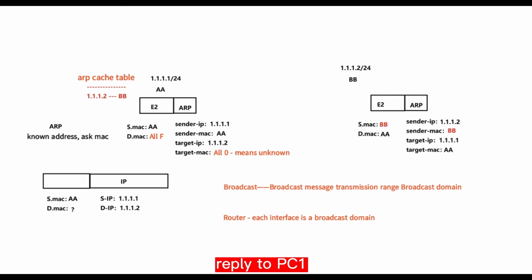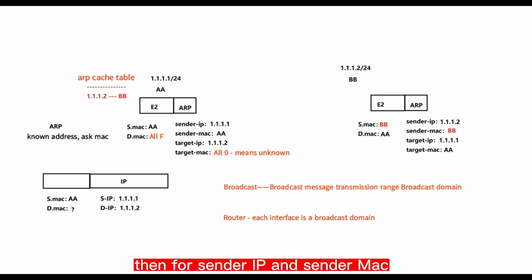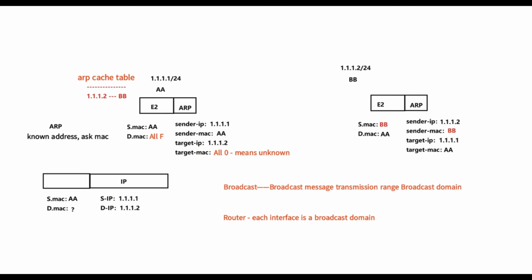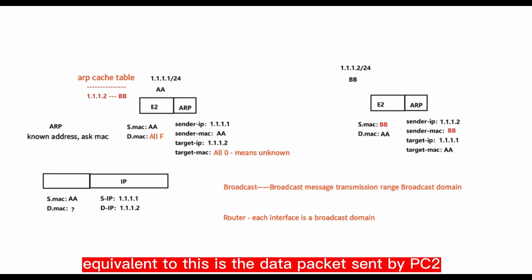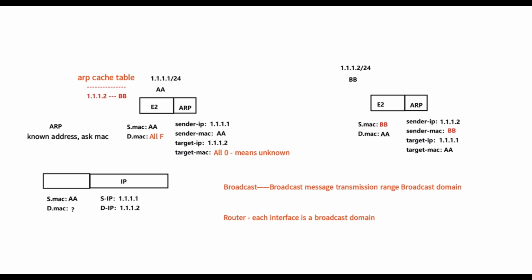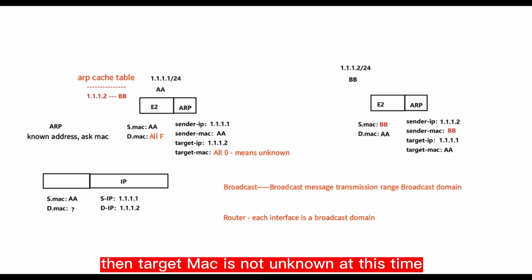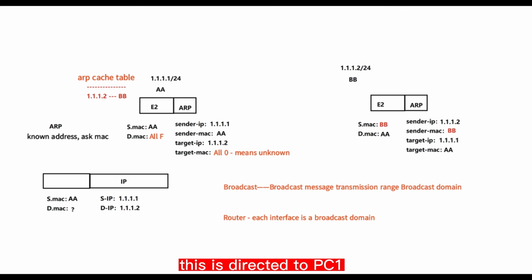When sending, PC2 regards BB as the source MAC and replies to PC1. Then the sender IP and target IP are about to change; they are reversed. This is equivalent to a data packet sent by PC2 to PC1. The sender MAC is the MAC of PC2, which is BB. We fill it in here. Then the target MAC is not unknown at this time. This is directed to PC1.